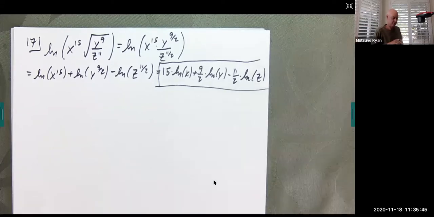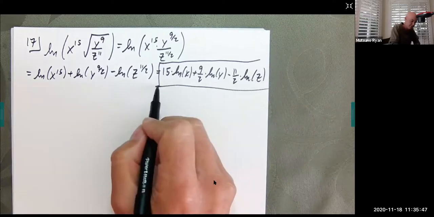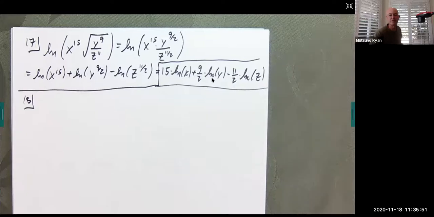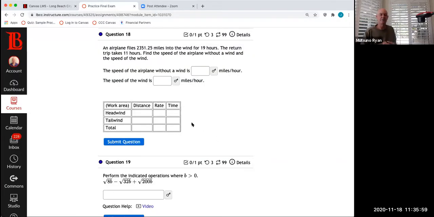All right, number 18 is a word problem. So I'm going to share my screen with you so you can read the word problem. We have an airplane that flies 2,351.25 miles into the wind for 19 hours, and the return trip takes 11 hours. Find the speed of the airplane without a wind and the speed of the wind. So we're looking for two things in this case.